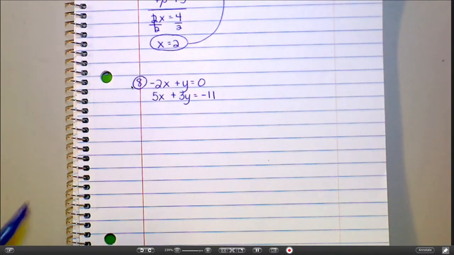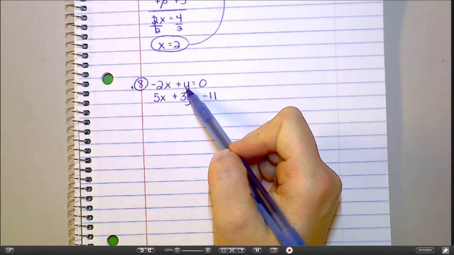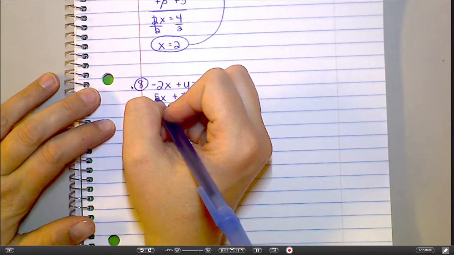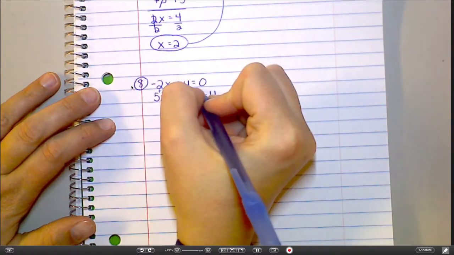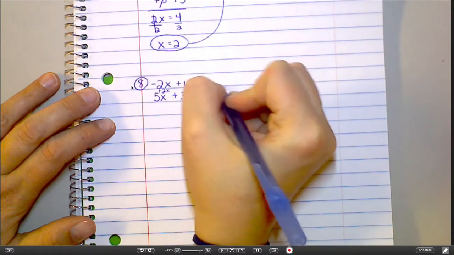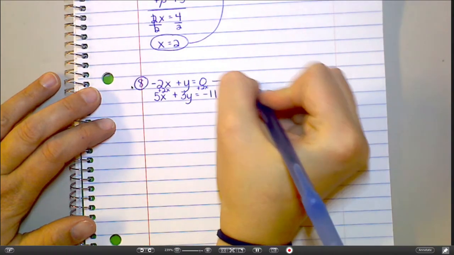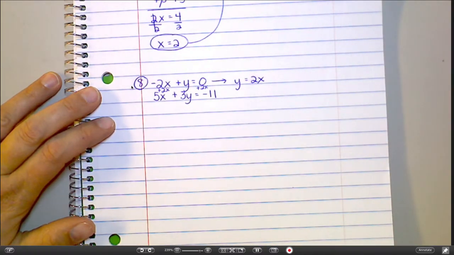Okay. I need to get y by itself. Well, I need to get something by itself. But I'm looking at this top equation and seeing that y is awfully close to being by itself already. Okay? So, Dylan, sit down. Add 2x to each side here. And so now this equation would read y equals 2x. Okay? Because I don't really need the 0, right? I could write it as 2x plus 0.